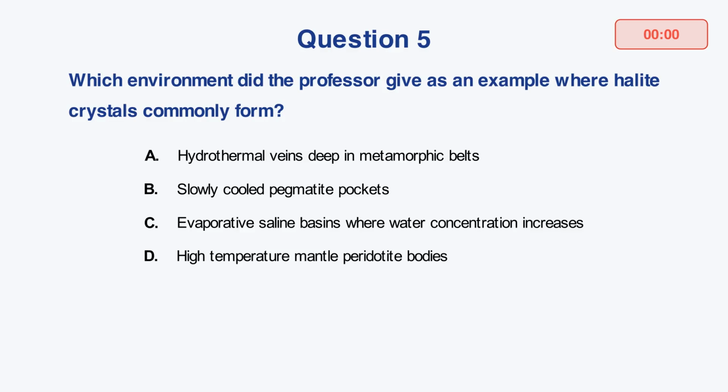Listen again to part of a lecture, then answer the question. Pegmatites produce exceptionally large crystals because high volatile content increases ion mobility and favors growth of fewer large crystals.